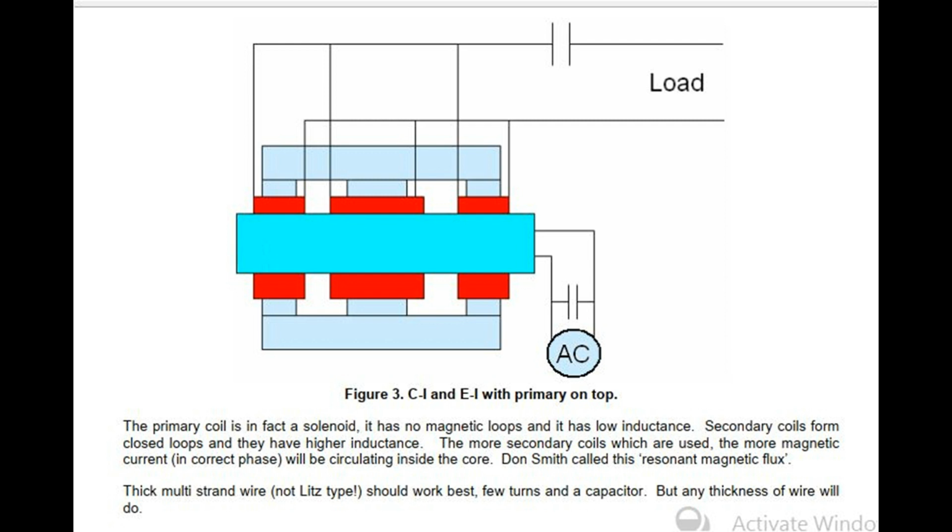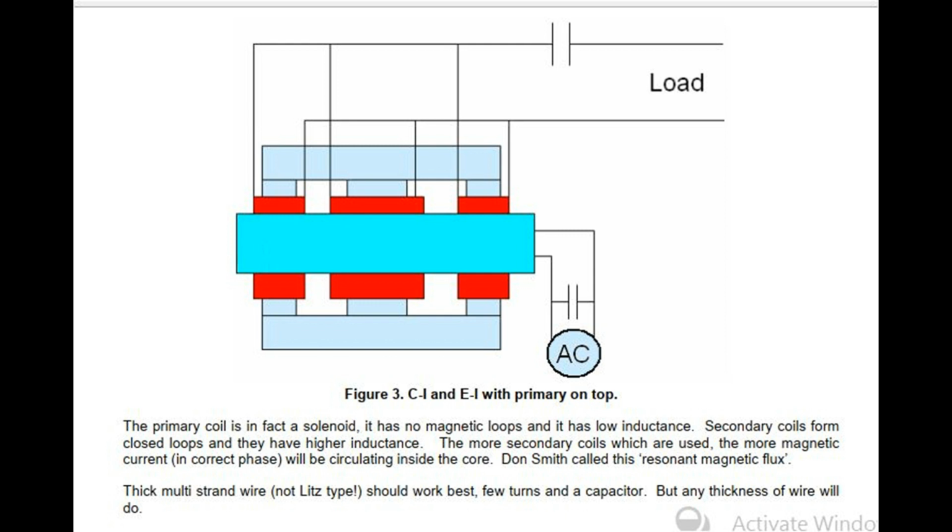The primary coil is in fact a solenoid, it has no magnetic loops and it has low inductance. Secondary coils form closed loops and they have higher inductance. The more secondary coils which are used, the more magnetic current, in correct phase, will be circulating inside the core. Don Smith called this resonant magnetic flux.